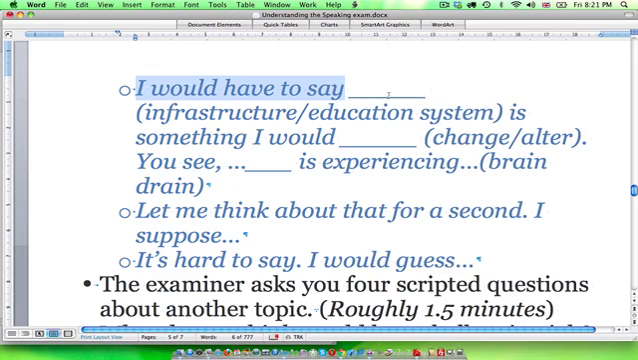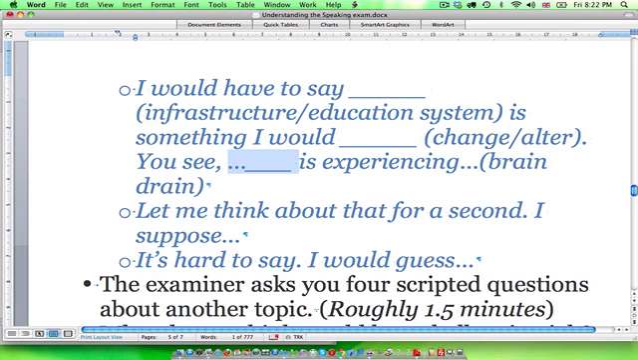So, for example, again, if your examiner asked you about Śląsk, if we were this individual from Poland, and they said, what's something you would like to improve in your hometown, in your home city, this would be the kind of structure we would want to do. I would have to say the education system is something I would be interested in developing. You see, and then perhaps an example we stick in here. So you see, many children are being held back, or many children are experiencing, or something like that.